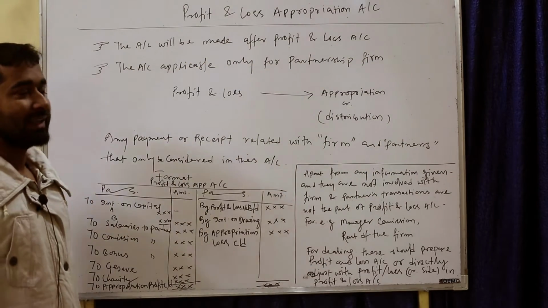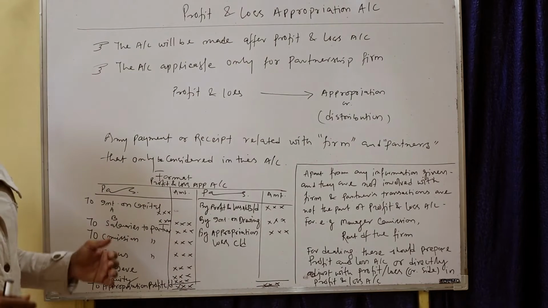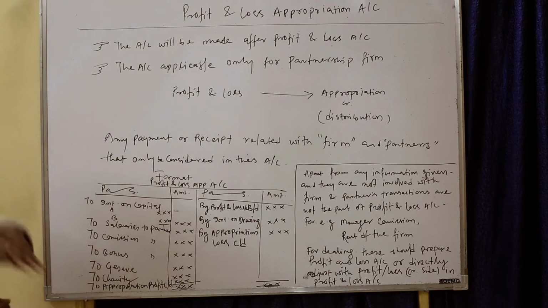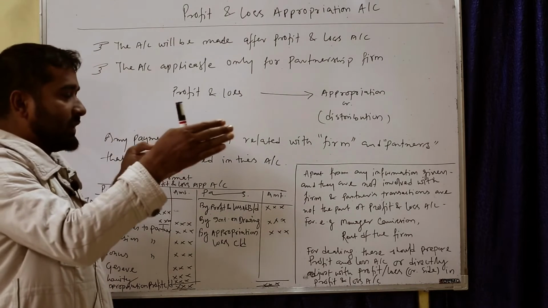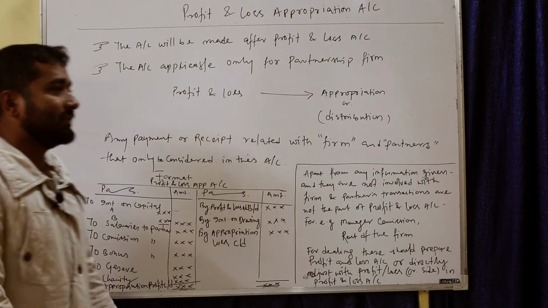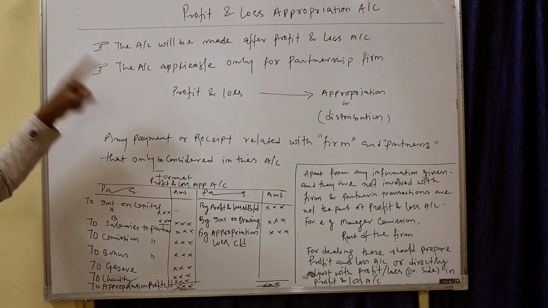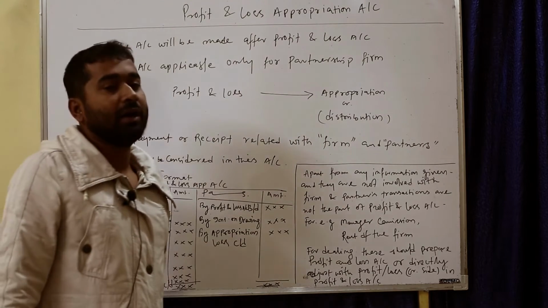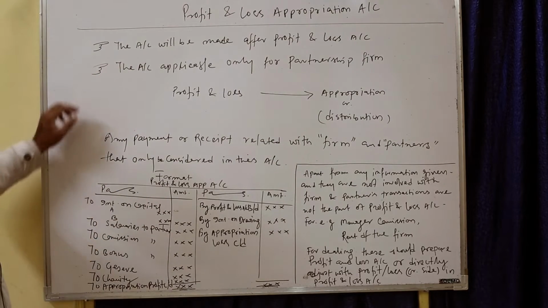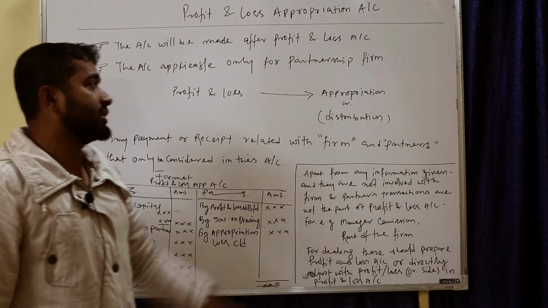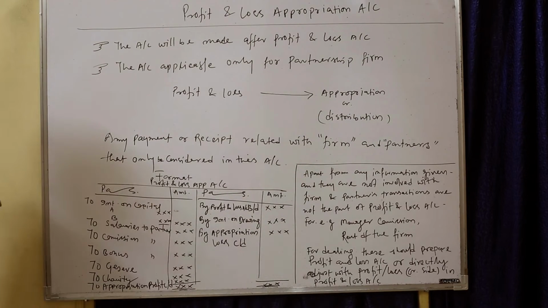We know that as per the final accounts, the firm has a trading account, profit and loss account and balance sheet. Now after the profit and loss account, the profit the firm has, I am considering to distribute that amount to the partners. Next, the account is applicable only for a partnership firm, not in a company.